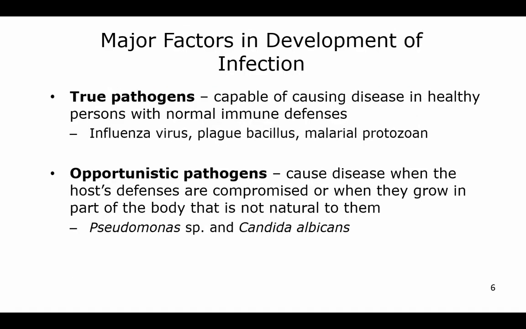So, what is a pathogen? Well, we know that a pathogen is something capable of causing disease. So a true pathogen is capable of causing disease in a healthy person with otherwise normal immune defenses. A true pathogen would be something like the flu virus, the influenza virus, the plague, or malaria, the protozoan that causes malaria. But then, on top of true pathogens, you have what are called opportunistic pathogens.